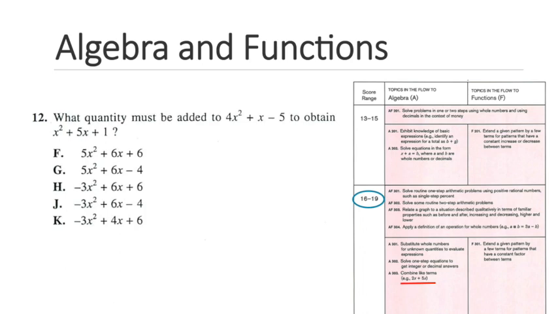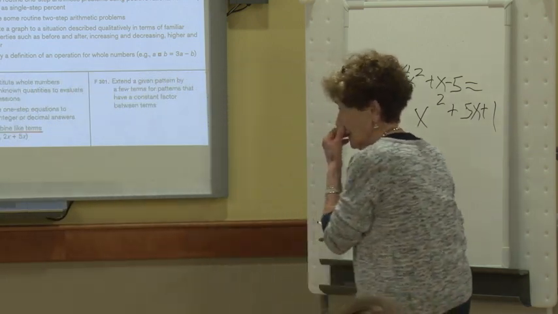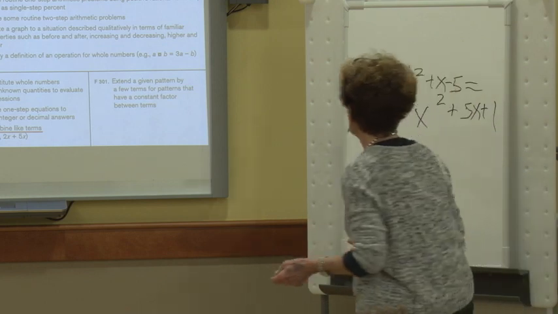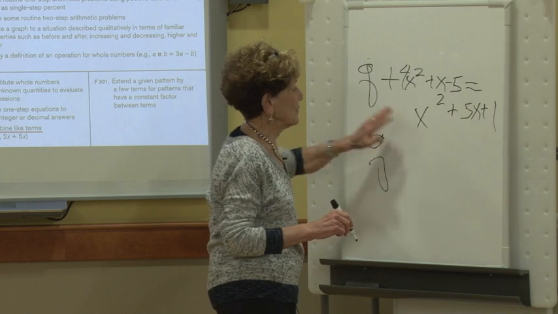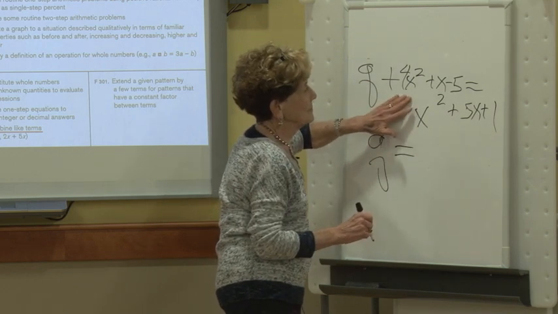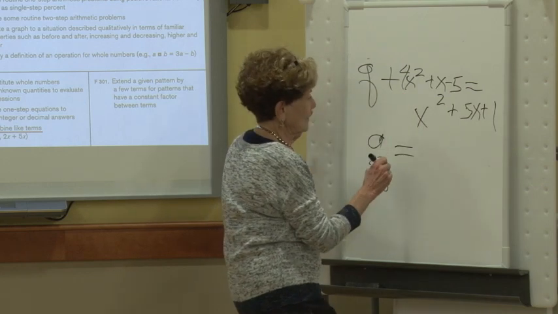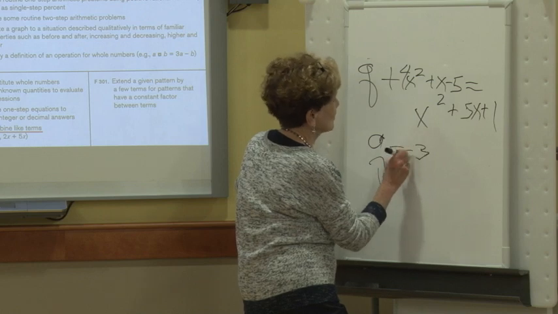What are you going to do to solve for Q? What operation? I want the Q to stand alone. Right. Subtraction. Right, it's subtraction of like terms, right? So you're going to subtract 4x squared from both sides, and you'll get what? x squared minus 4x squared is? Come on, what? Beautiful, negative 3x squared.